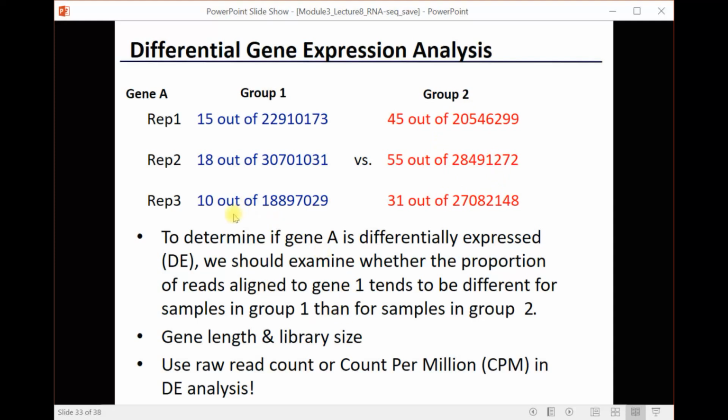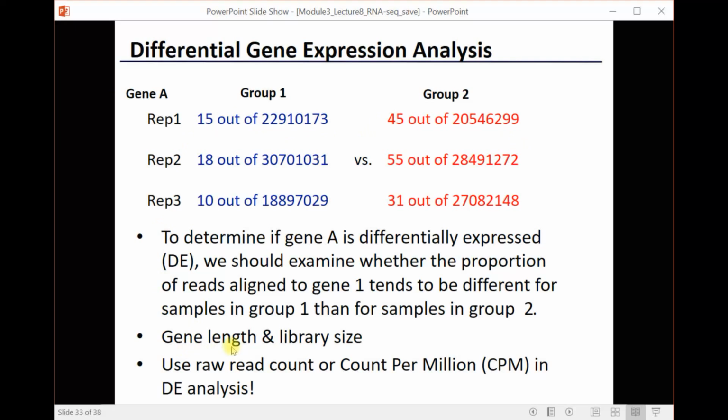So to determine if gene A is differentially expressed, we should examine whether the proportion of reads aligned to gene A tends to be different for the 3 samples in group 1 compared to the 3 samples in group 2. And here we have to think about it. Should we normalize for gene length and the library size when we do such a comparison? If we compare the same gene, then very likely the gene lengths are consistent across the 2 conditions, so it is not necessary to normalize for gene length.